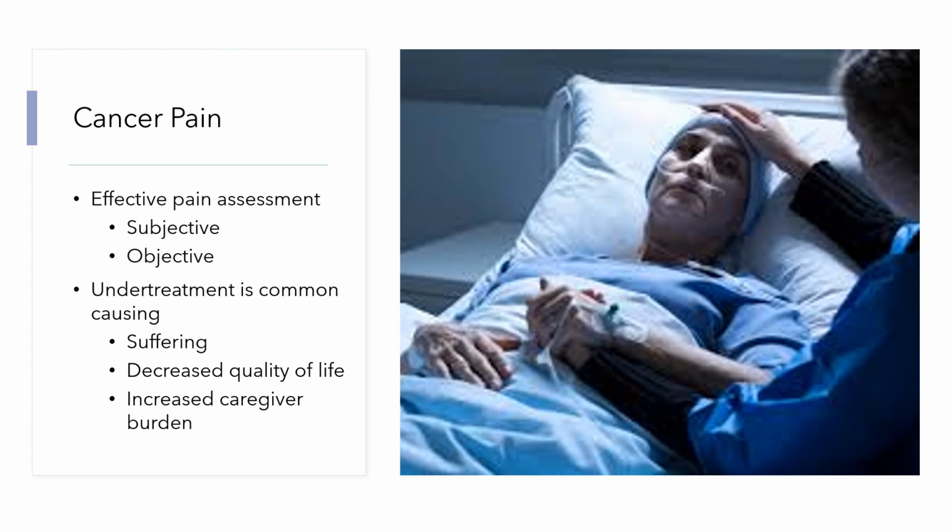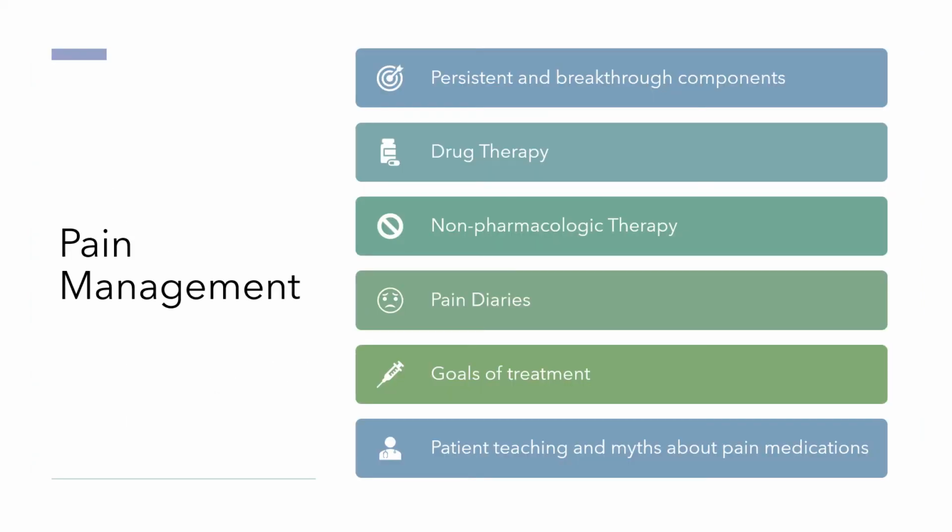A helpful mnemonic with pain is using the PQRST mnemonic. So P is provoking symptoms, Q is quality, R is radiating, S is severity, and T is timing. So that's a good mnemonic to remember whenever you're asking questions about pain. Pain management therapy is multifactorial and should include pharmacological as well as non-pharmacological interventions that are patient-centered and individualized based on pain symptoms. So pain must be controlled for both persistent as well as breakthrough pain and typically involves immediate release as well as extended release narcotics.